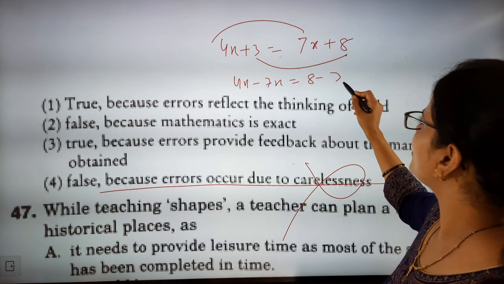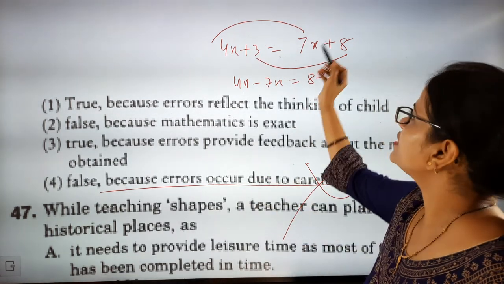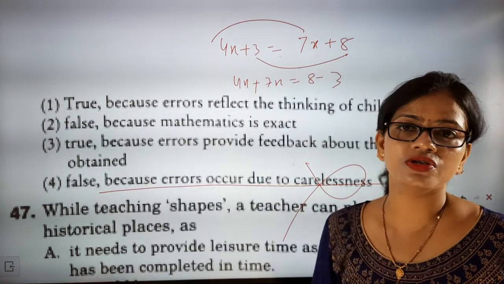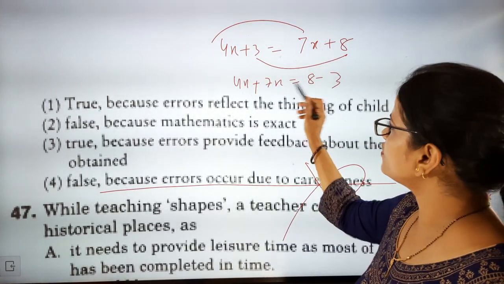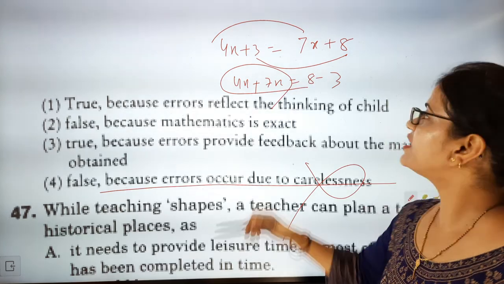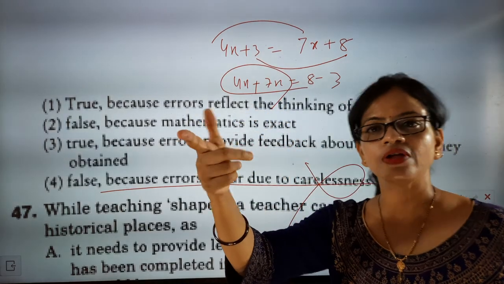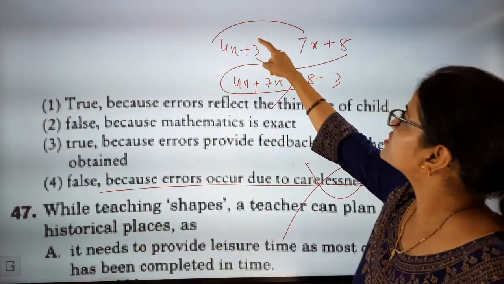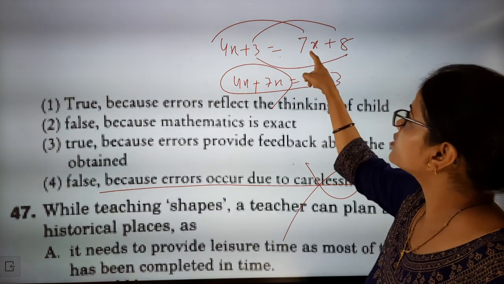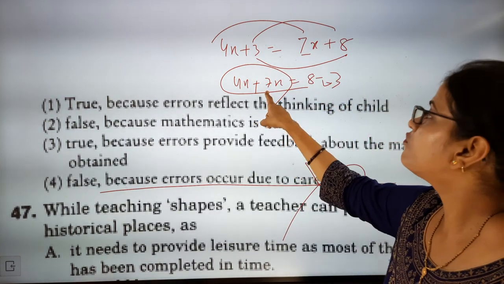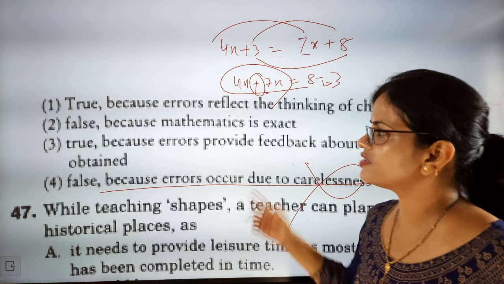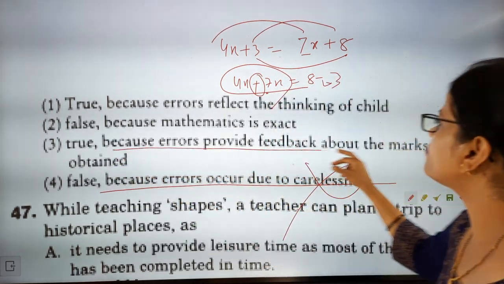But many times the students are doing what? When they are shifting, they are forgetting to change the sign. They know how to shift, but one time the child has shifted and put minus, and another time the child forgot to put minus and put plus. So that is exactly true, because error provides feedback.